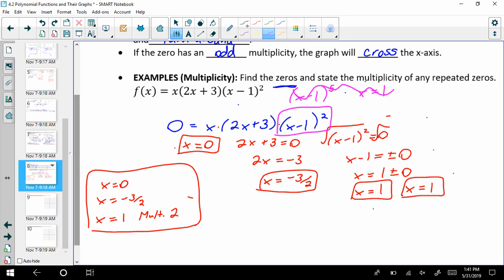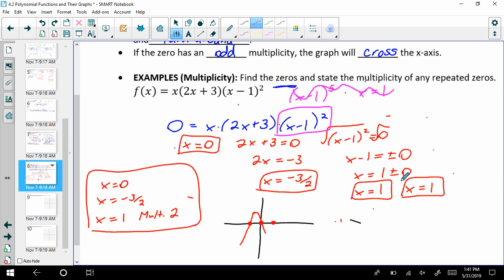What you would see if we were to graph this, although I'm not going to go through the graph, so I had a 0 of 0. I had 1 at like negative 1.5, and then I had 1 over here at 1. What you would see happen, since I got negative 3 halves only one time, it has an odd multiplicity, so my graph would cross through it. Since I got the answer of 0 an odd number of times, only once, I would cross through it.